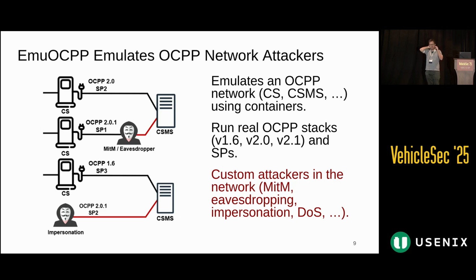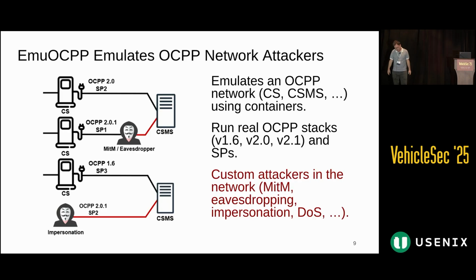And we can set for each link the security profile that we want to test and also the OCPP version. So this is really flexible, really powerful, because we can test all possible combinations of versions and security profiles. For example, if you remember, security profile 1 is unsecure by default. And so for that attacker, man-in-the-middling and eavesdropping that link is trivial because there is no TLS going on.